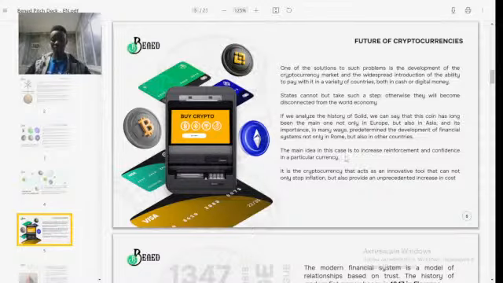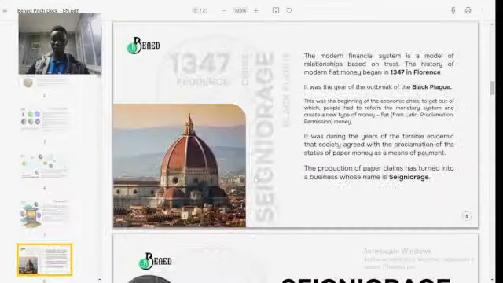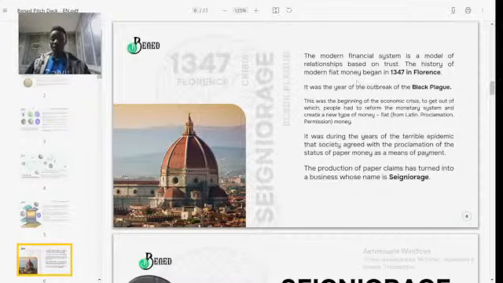Okay, the main idea in this case is to increase reinforcement and confidence in a particular currency. It is cryptocurrency that acts as an innovative tool that cannot only stop inflation but also provide an unprecedented increase in value. So basically, cryptocurrency does not just stop inflation, but it also gives you, as the owner, a percentage of profit. I'm not talking about paper money.